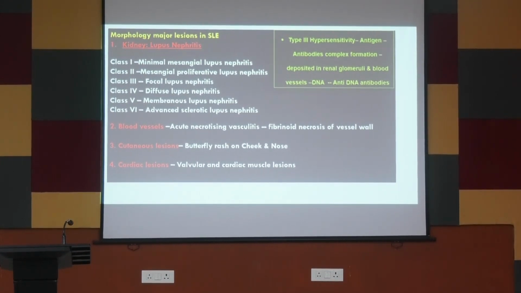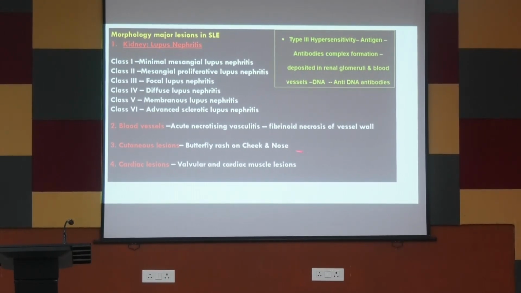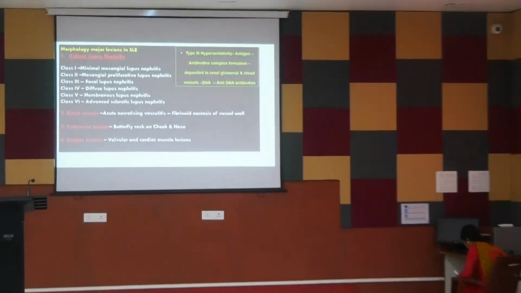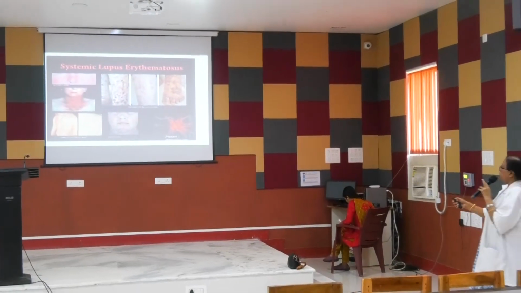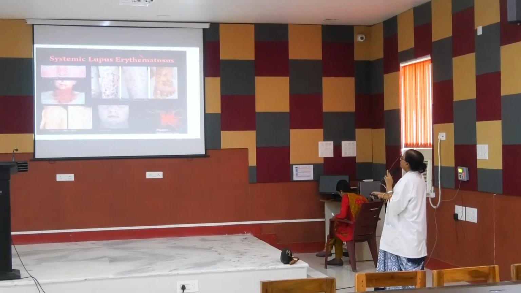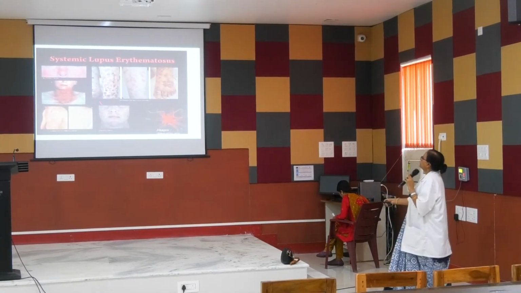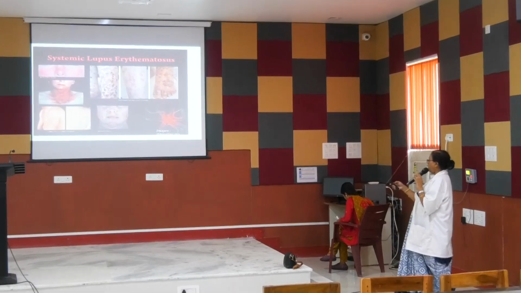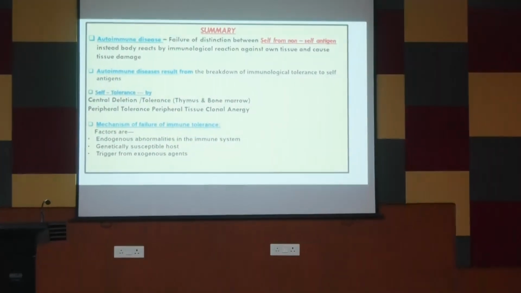Now, other blood vessels also give rise to fibrinoid necrosis, the cutaneous butterfly rash, and the heart gives rise to valvular heart disease. So these are some skin findings. See this, the butterfly rash. The skin is affected. The whole skin is involved, giving rise to lupus, systemic lupus erythematosus.